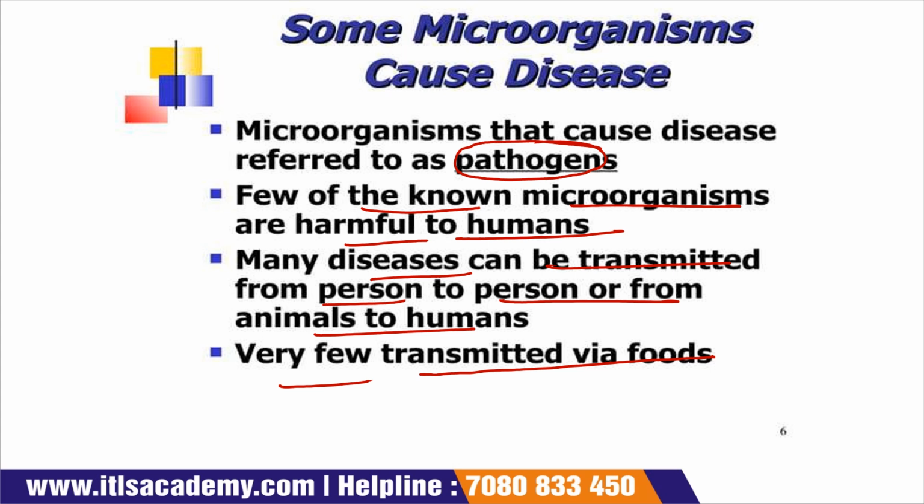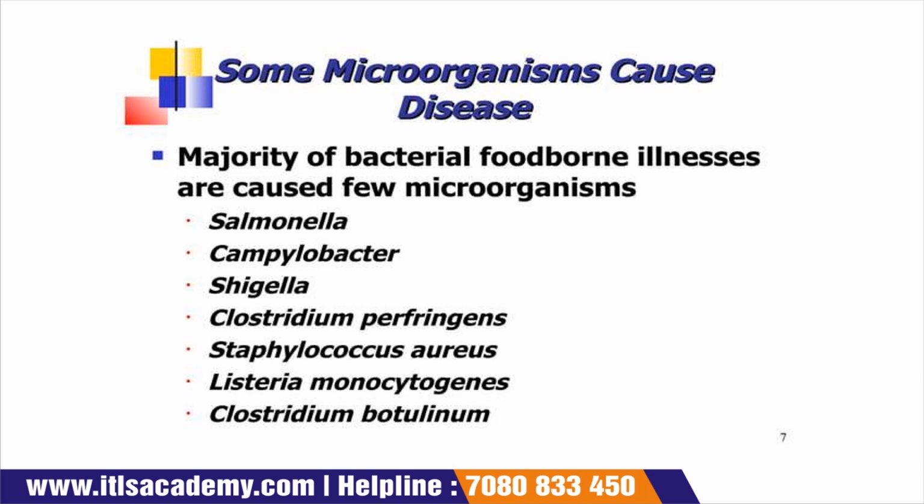So there are a few known microorganisms which are very harmful to a human being, and many diseases in one person are transmitted to another person and from animals to humans, and very few recorded diseases can be transmitted via food product. These are called pathogenic microorganisms. The majority of the microorganisms through which foodborne illness occurs are Salmonella, Campylobacter, Shigella, Clostridium perfringens, Staphylococcus aureus, Listeria monocytogenes, Clostridium botulinum.